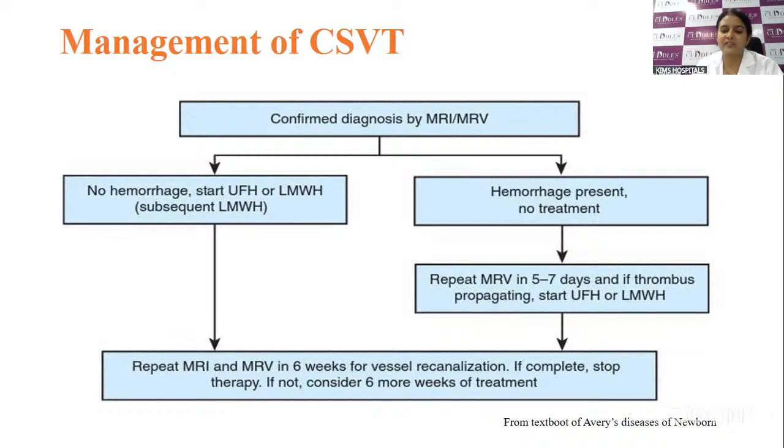And if the thrombus is propagating, then we have to start unfractionated heparin or low molecular weight heparin. If there is no hemorrhage, after starting unfractionated or low molecular weight heparin, we have to repeat MRI and MR venography in 6 weeks for vessel recanalization. If the vessel recanalization is complete, then we can stop the therapy. If not, we can consider six more weeks of treatment.